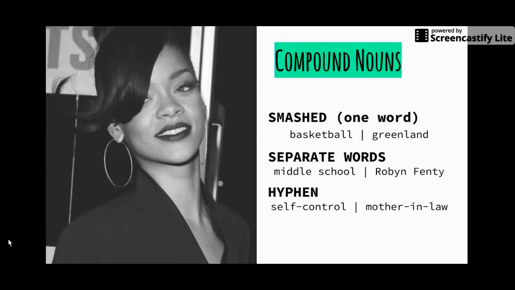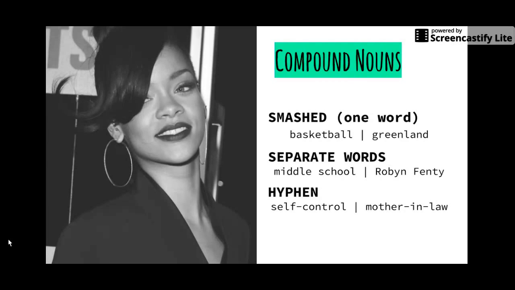Smashed words, where you got 2 words and they're smashed together to make one, like basketball. You've got the word basket, the word ball, crush them together, and you have basketball. And then there's Greenland, which should be capitalized. Oh, Rihanna, you have so much to learn. It should be capital G, Greenland, which is a country, if you didn't know that. And then you've got separate words that describe one thing, like middle school or Robin Fenty. And then you've got these hyphenated words like self-control or mother-in-law. These are all examples of compound nouns. Thank you very much, Riri.